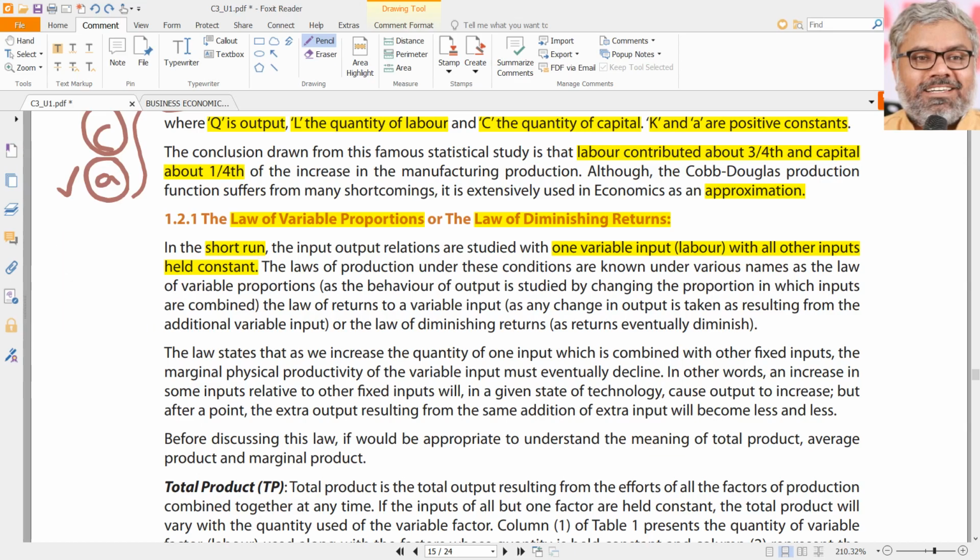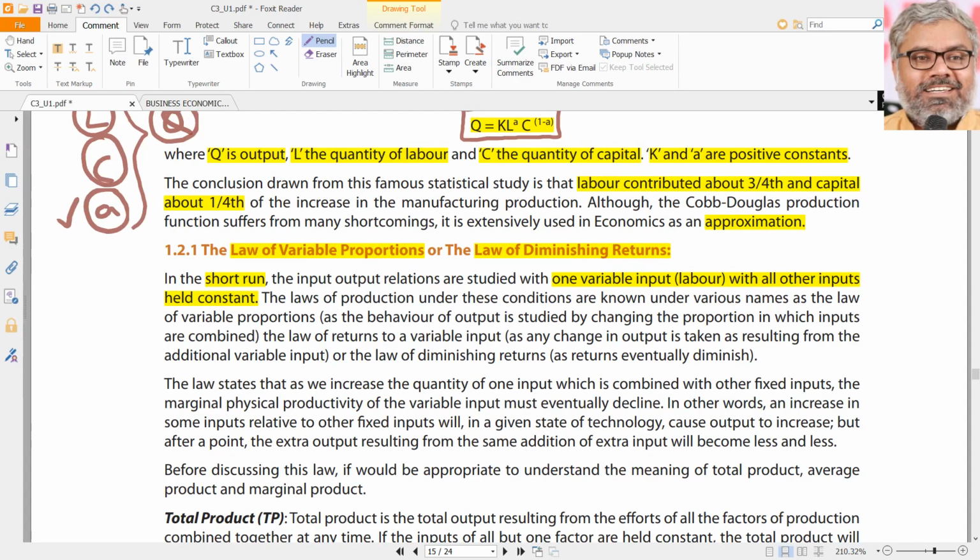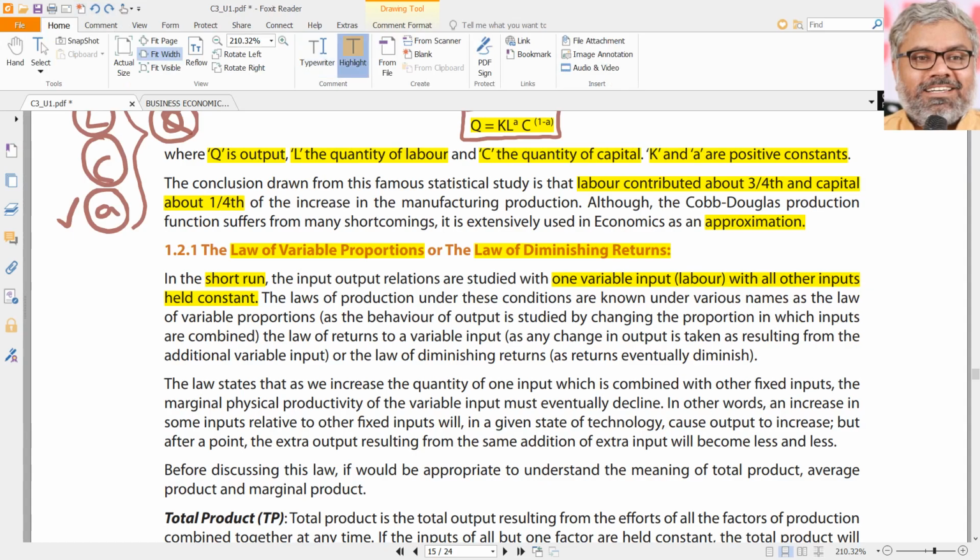Why do others have to be held constant? Because we are going to study only one factor at a time, and the impact of that one factor on the output is what this theory is going to study, not all factors at the same time. Can't that be studied, sir? It can be studied, sir. For that we need 3D technology and all that. And that is not what we are going to do.